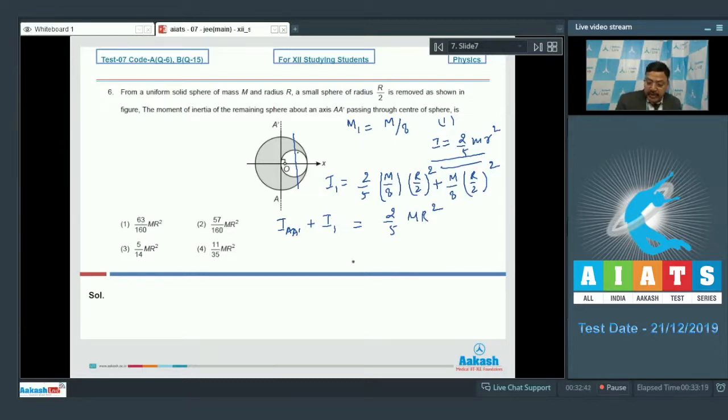So substituting this value of I1 and simplifying, you will find IA dash comes out to 57 mr square by 160. You can check it yourself. The expressions are all there. It's a simple matter of adding and subtracting. Now this is matching with option 2. So for question 6, option 2 is correct. Let's move on to the next question now.